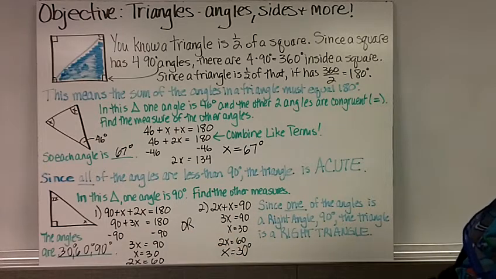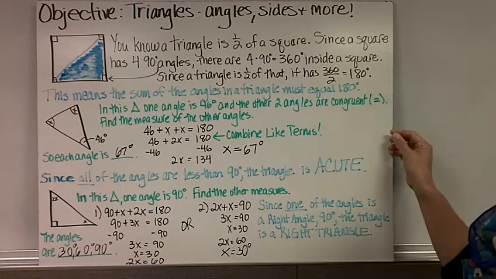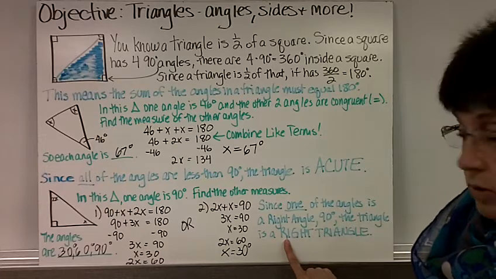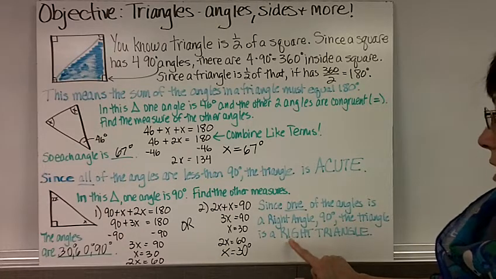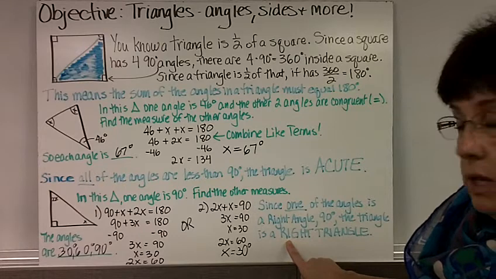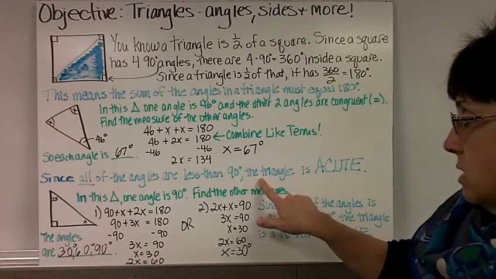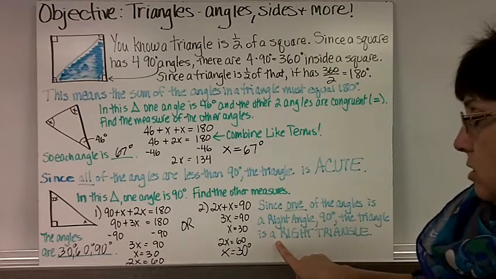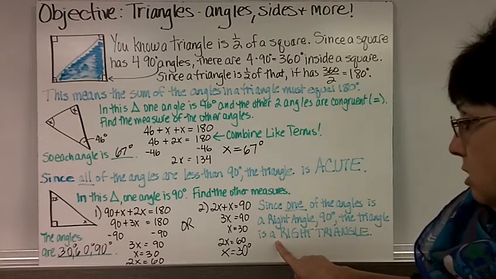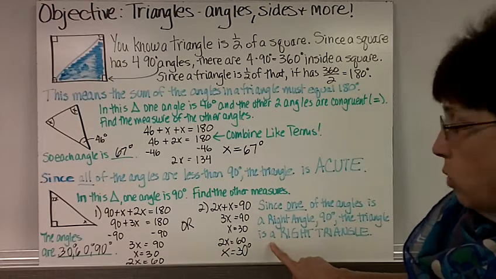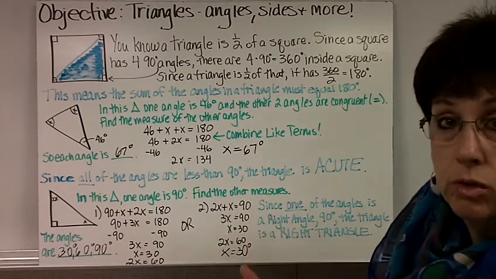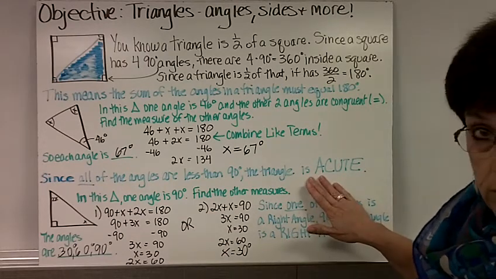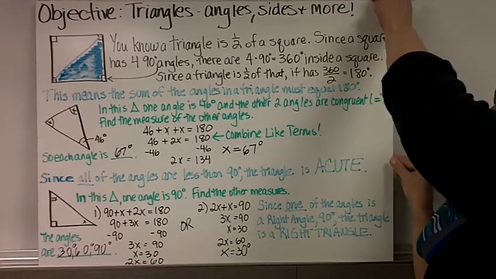All right, so let's, oh, and this is important, sorry. Since one of the angles is a right angle, a 90-degree angle, the triangle is a right triangle. So we're naming these, and to be an acute triangle, all three angles have to be acute, but to be a right triangle, only one angle has to be right. The other two will be acute, okay? So one for right, all three for acute. All right, here we go.